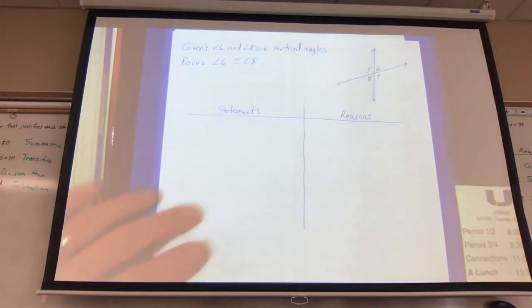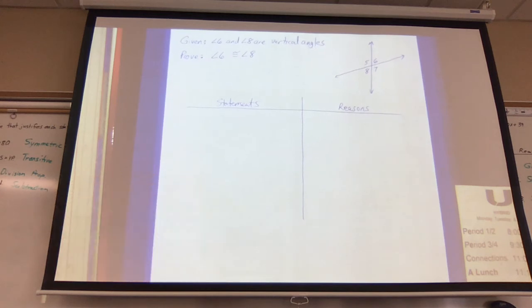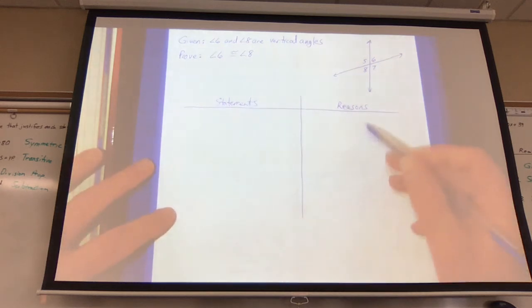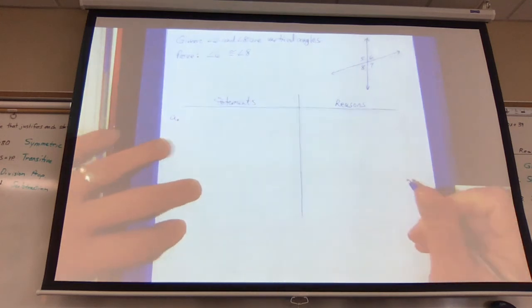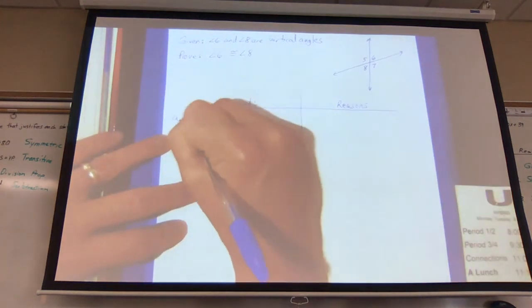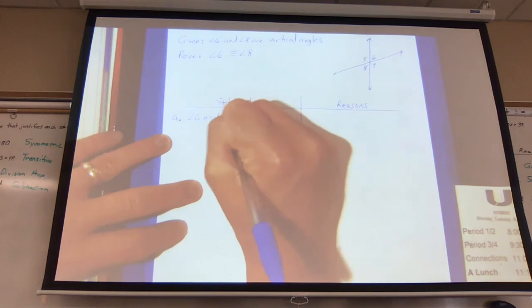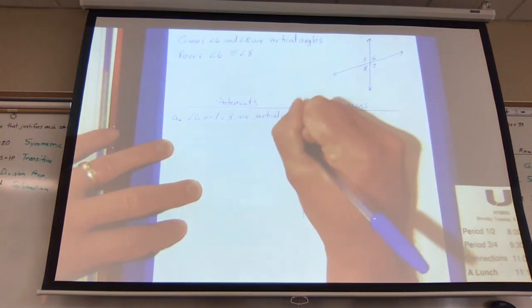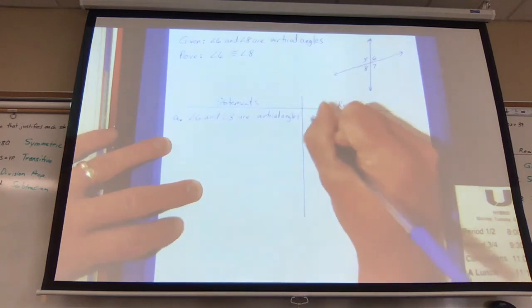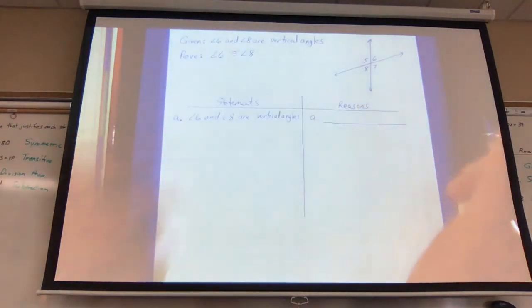And once again here in chapter 2, when you get to the chapter 2 test, we're going to do this as a fill in the blank. We're going to give you some of the statements and reasons. You're going to fill in the ones that are missing. So for this theorem here, I'm going to give you all of the statements. We're going to see if you guys can come up with the reasons. So here's our first statement. Angle 6 and angle 8 are vertical angles. We're going to fill in the reason for that.